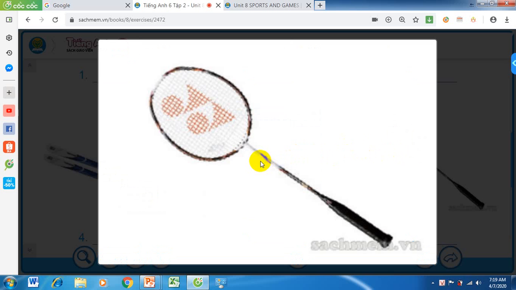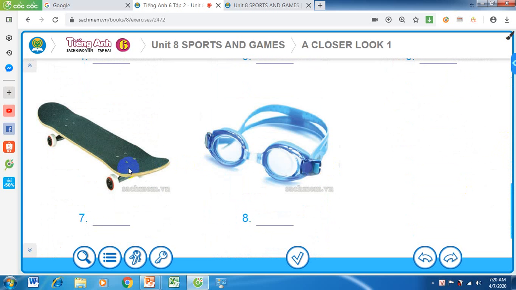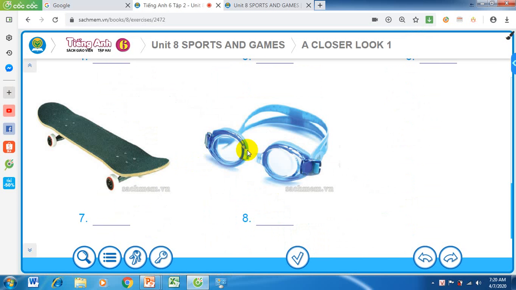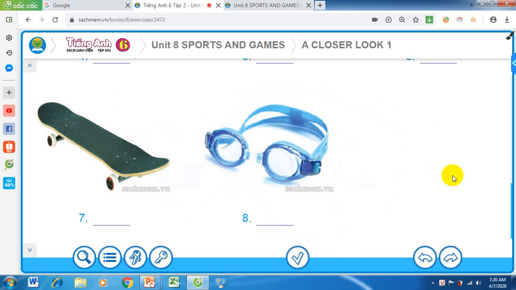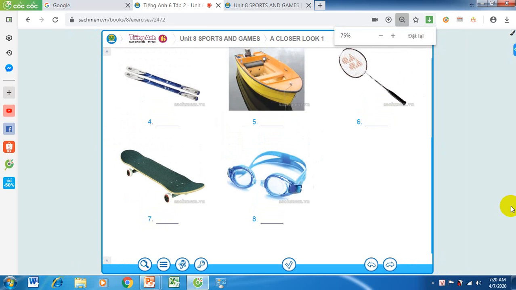A racket. We use a racket in badminton, tennis, or table tennis. What is it? Yes, it is a skateboard. We use it in skateboarding. Oh, what are they? Yes, they are goggles. We use goggles in swimming. So now you have to write the words under each picture.